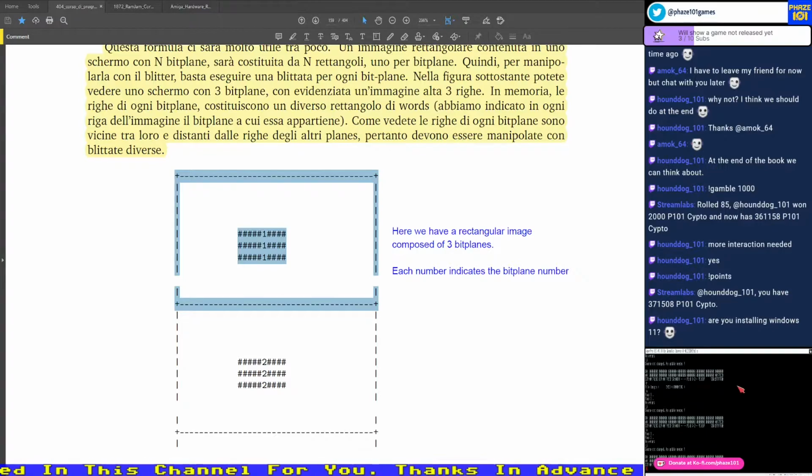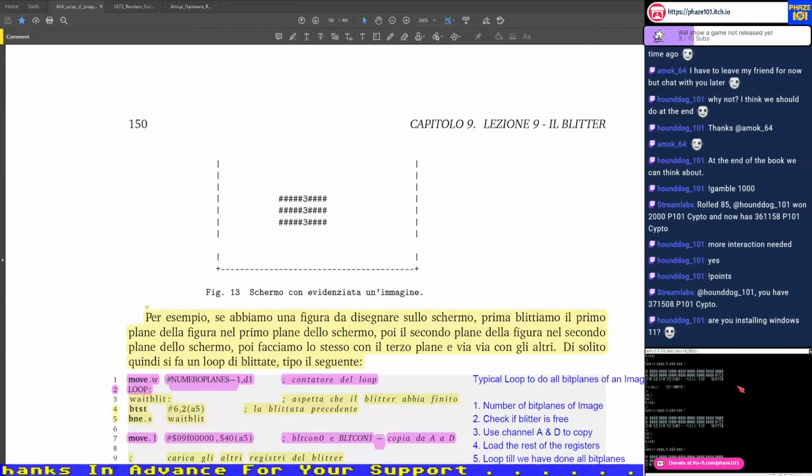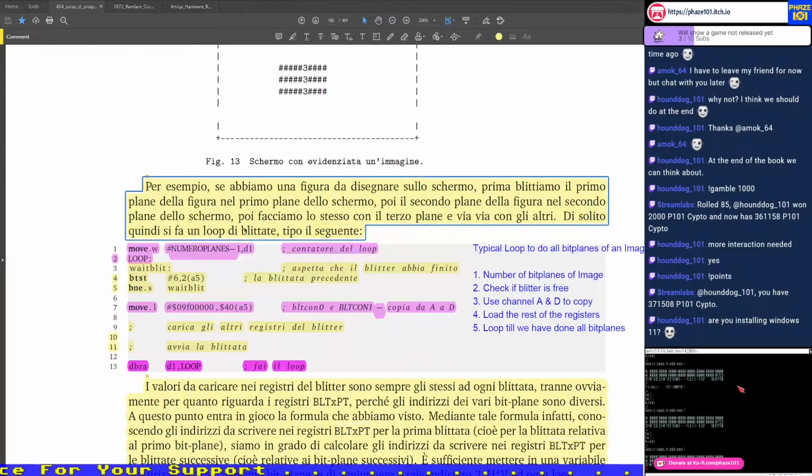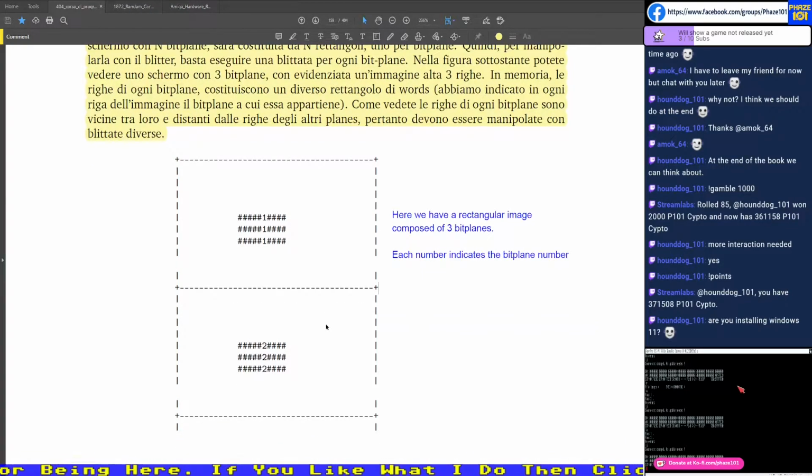So, let's continue. I hope that was not difficult for you guys. So, if we have an image to blit on our screen, first we blit the first bit plane, then the second one, and so on. So what he's saying is, if we need it, and give me a second, because there might be somebody more intelligent who will tell me I'm making this mistake or that. Just bear with me, I'm following the book.